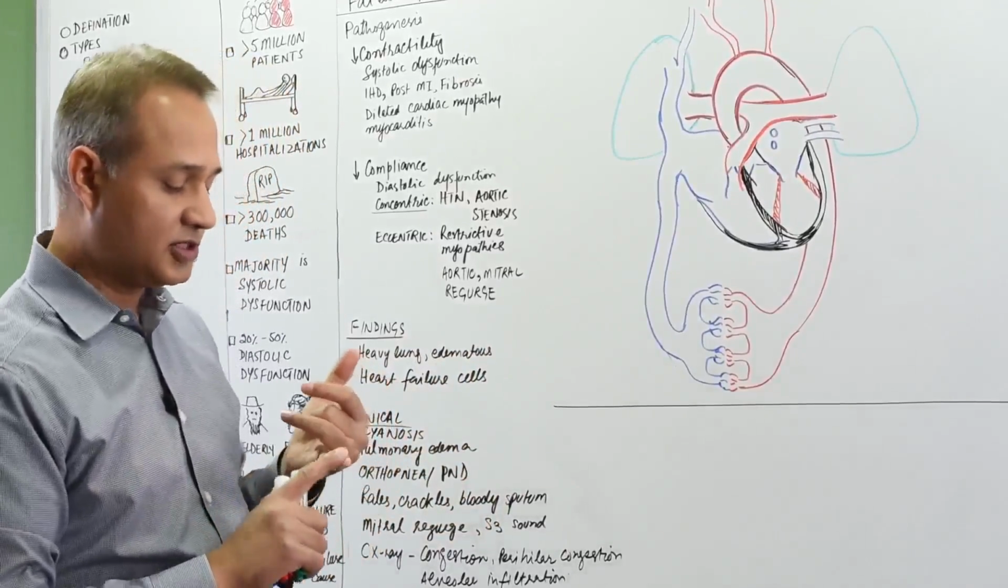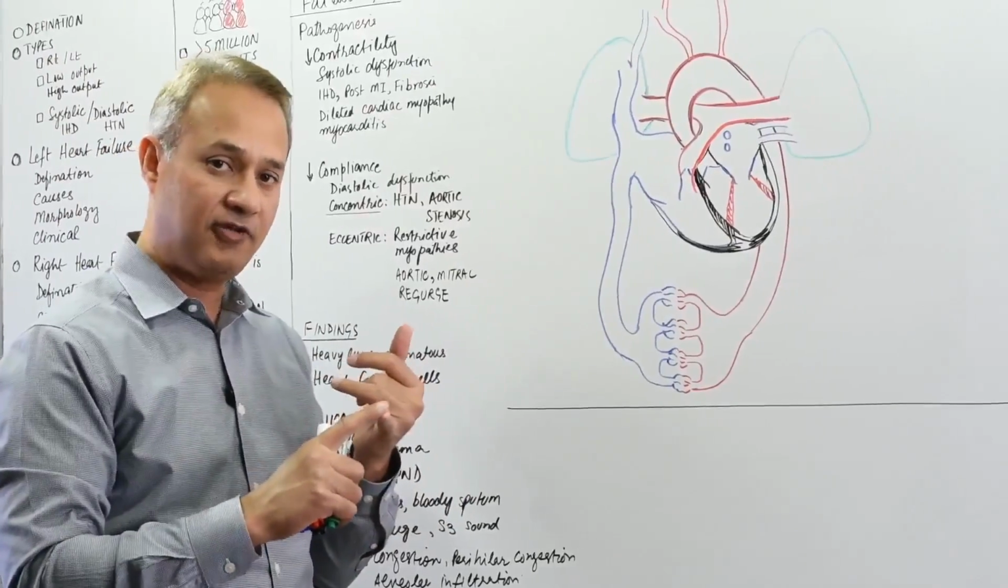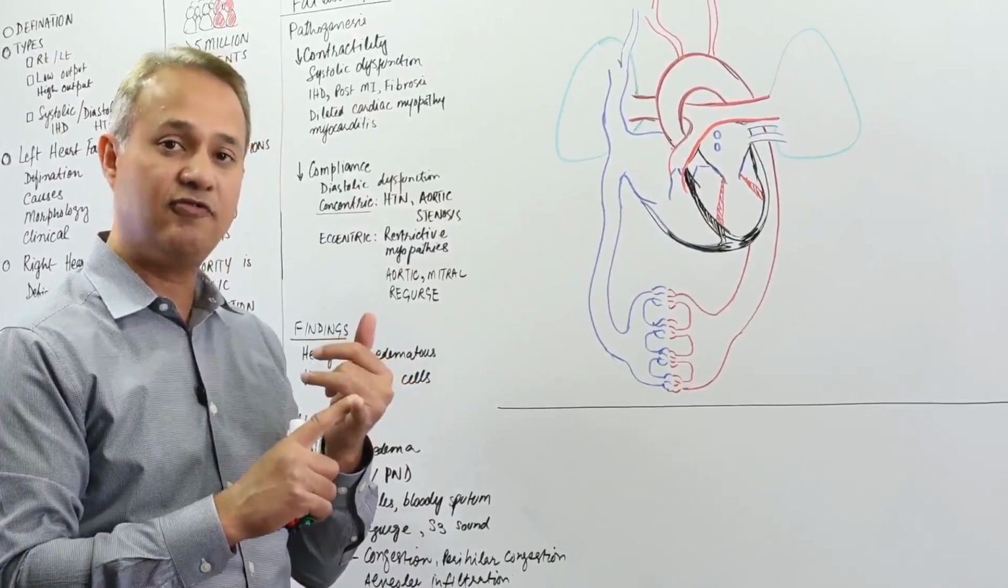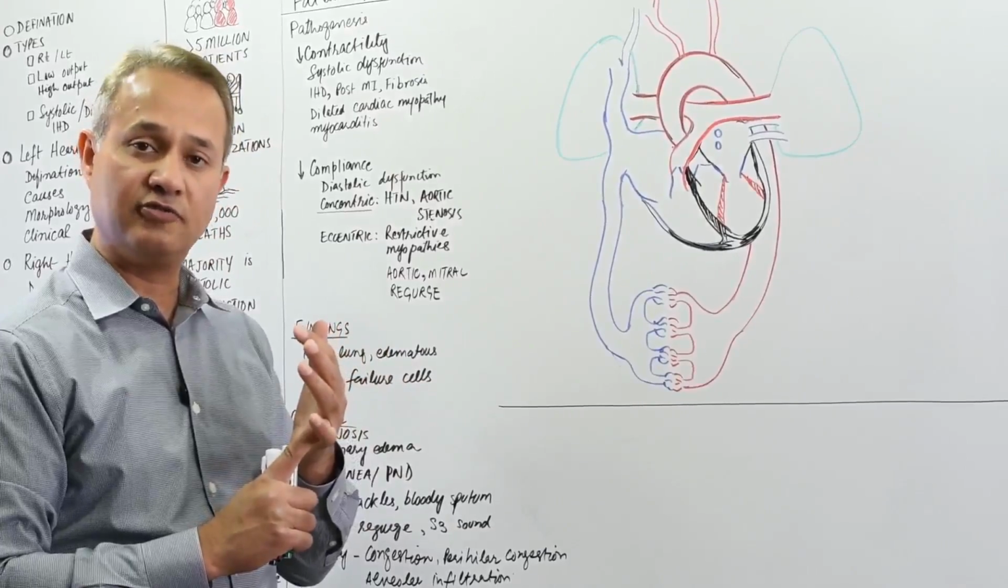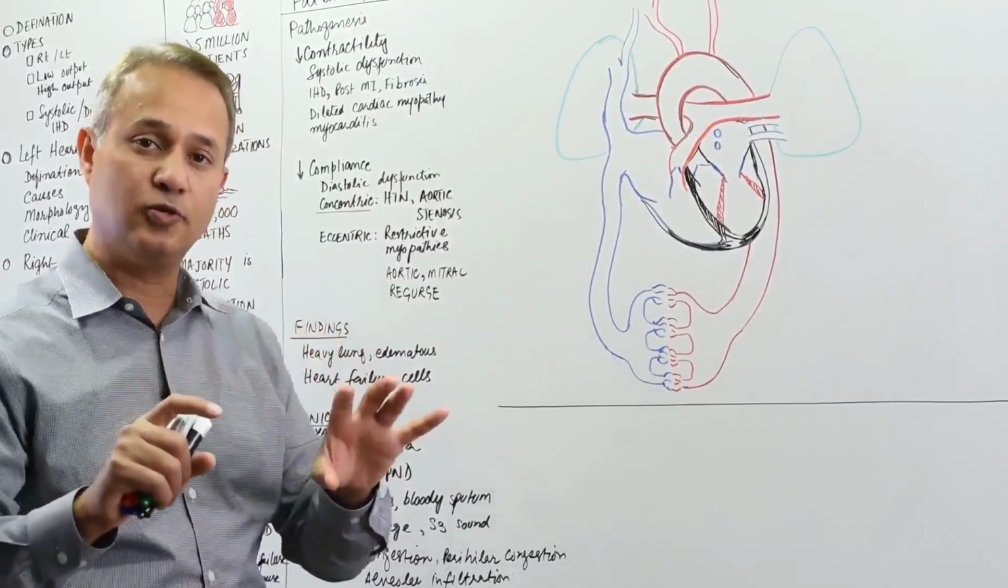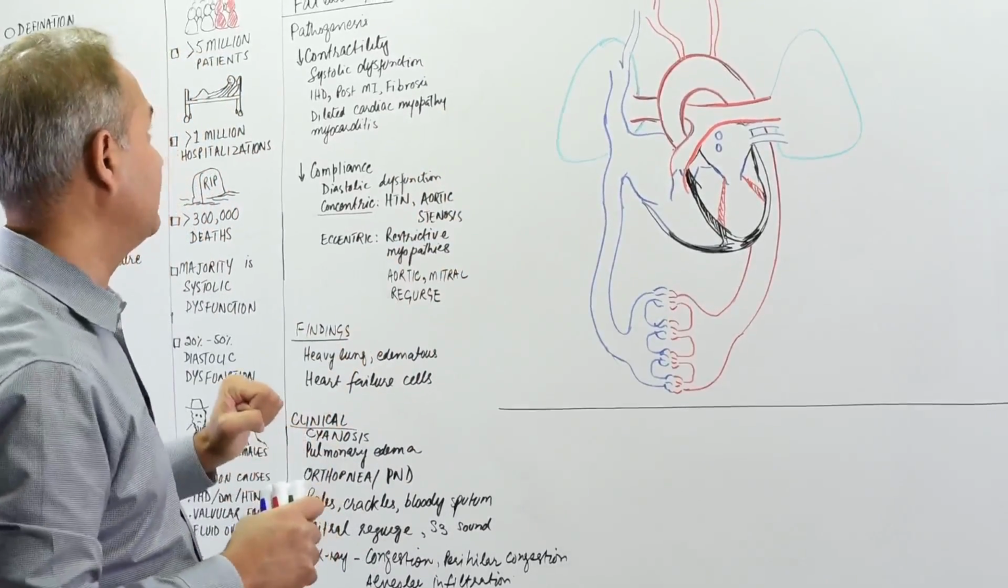The things that we need to understand now are: number one, what is the heart failure? Number two, what is the forward versus backward failure? Number three, what is systolic versus diastolic failure? Let's get those out of the way and then we'll talk about the left heart specifically.